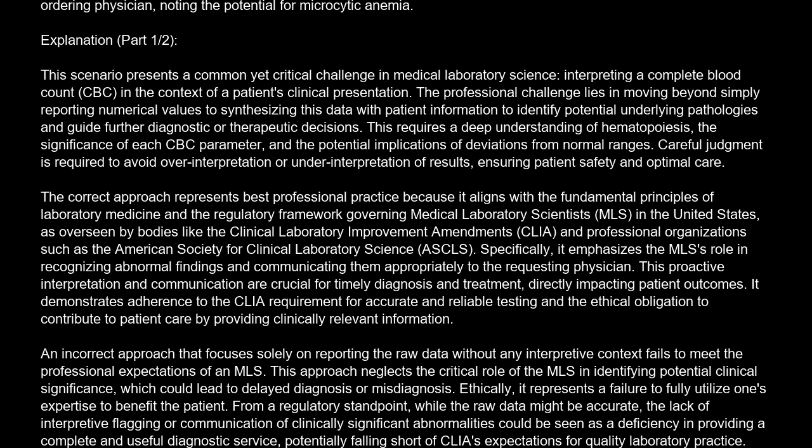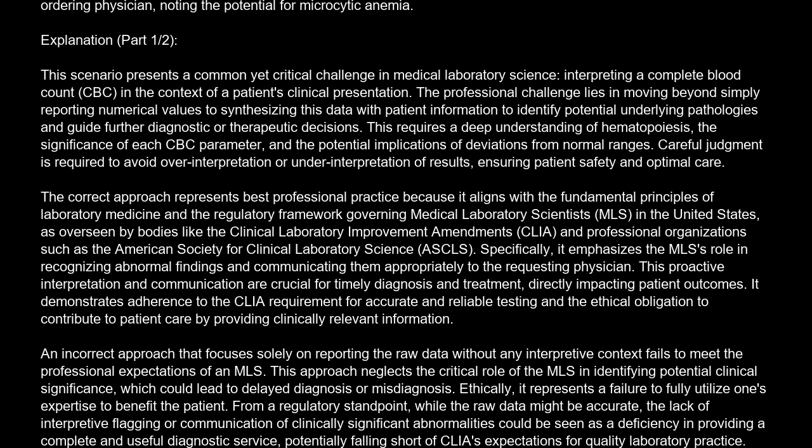The professional challenge lies in moving beyond simply reporting numerical values to synthesizing this data with patient information to identify potential underlying pathologies and guide further diagnostic or therapeutic decisions. This requires a deep understanding of hematopoiesis, the significance of each CBC parameter, and the potential implications of deviations from normal ranges. Careful judgment is required to avoid overinterpretation or underinterpretation of results, ensuring patient safety and optimal care.